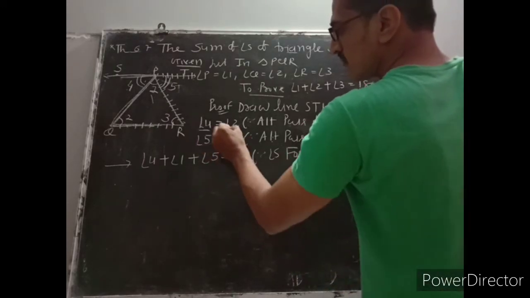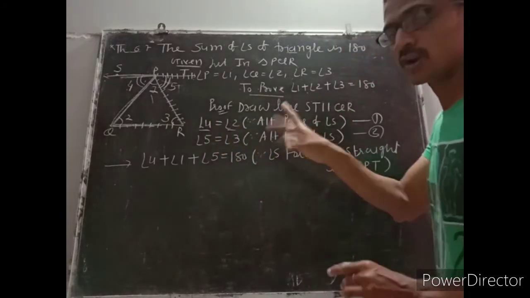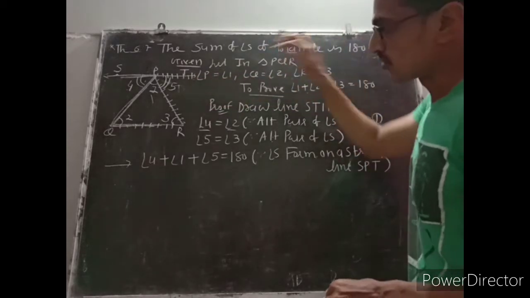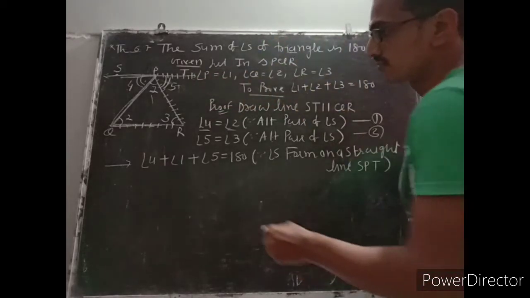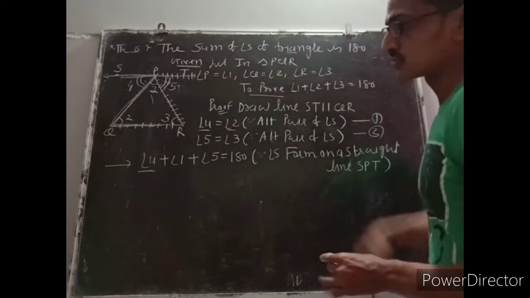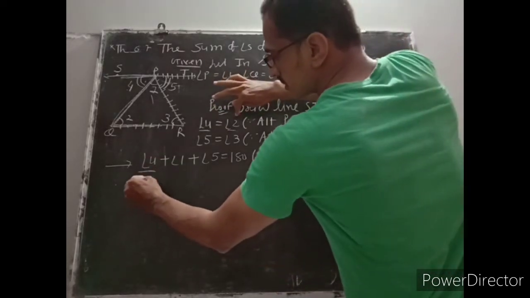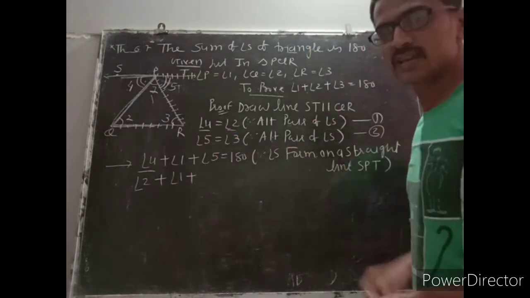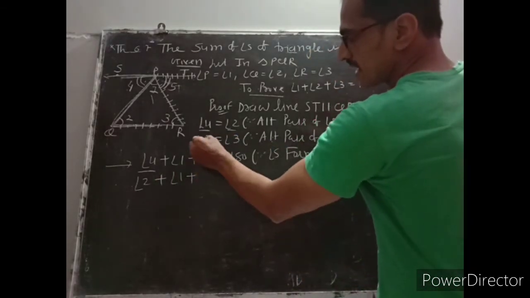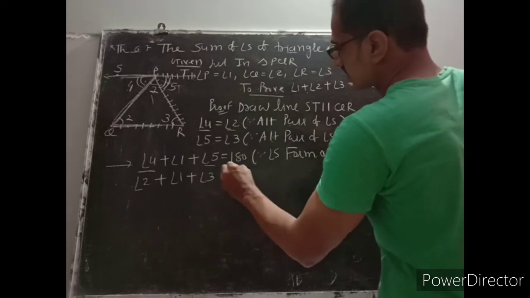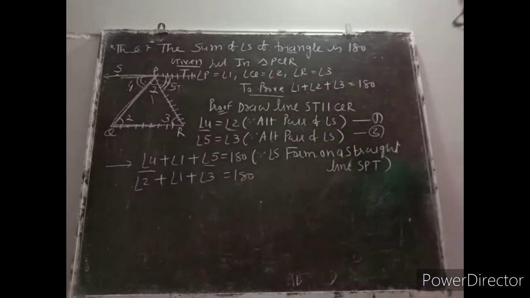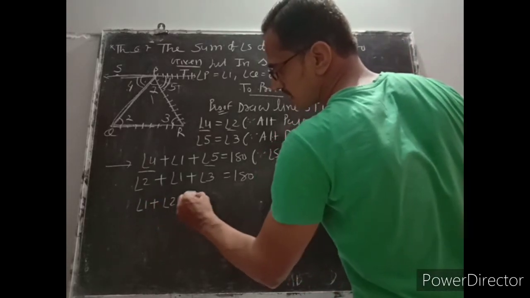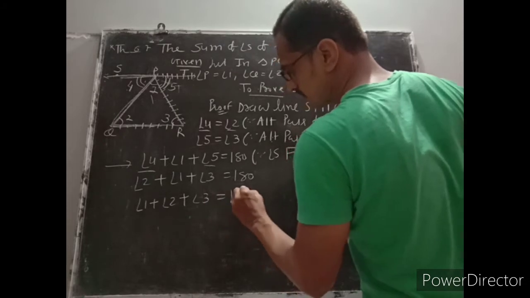Okay. Now we'll use these two results. What we have written? Angle 4 equals angle 2. This angle 4 and 2 both are equal. That means instead of angle 4 I can write angle 2, or instead of angle 2 I can write angle 4. But here we have angle 4, so instead of angle 4 I will write angle 2. Angle 1 as it is. Angle 5 and angle 3 are equal, so instead of this angle 5 I can write angle 3, equals 180 degree. If I arrange this in order, then it will be angle 1 plus angle 2 plus angle 3 equals 180 degree.